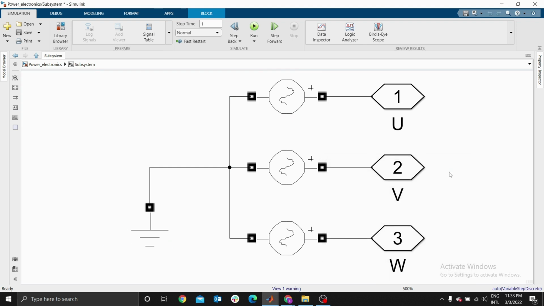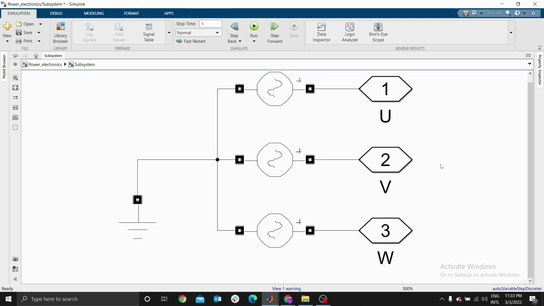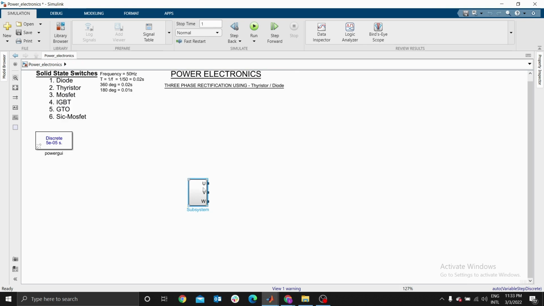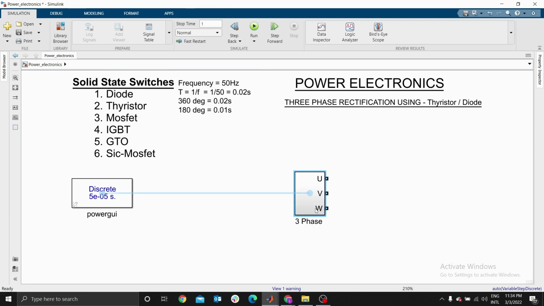That's how you model a circuit to represent a three-phase circuit. UVW here. You can call this one three phase. This is the importance of using blocks. They save a lot of time. They make your circuit become neat and organized. Let me use diode first.